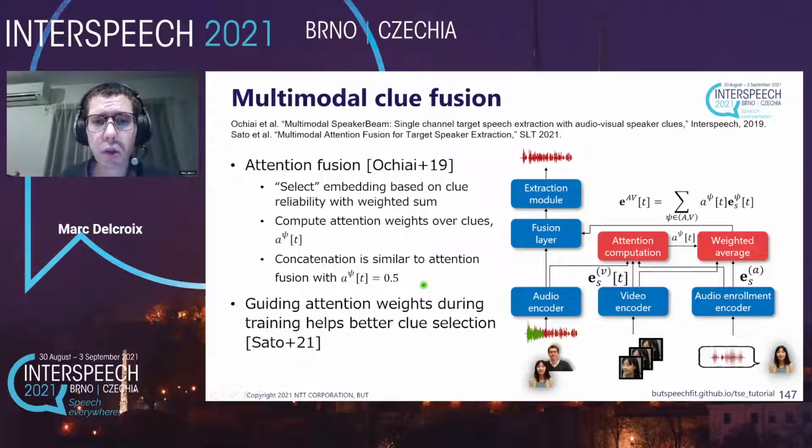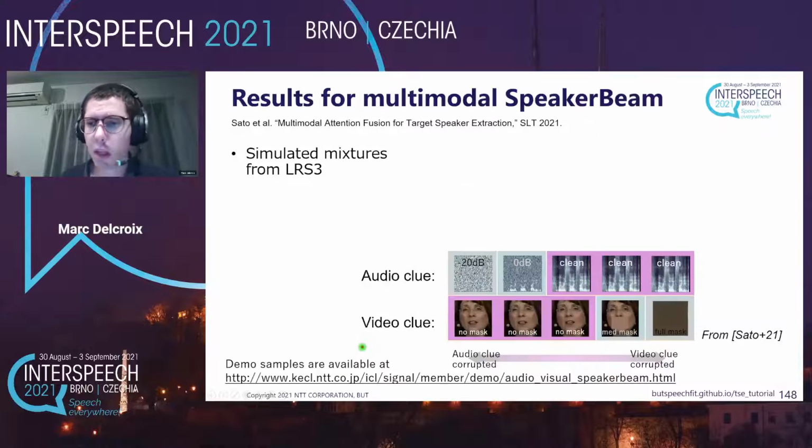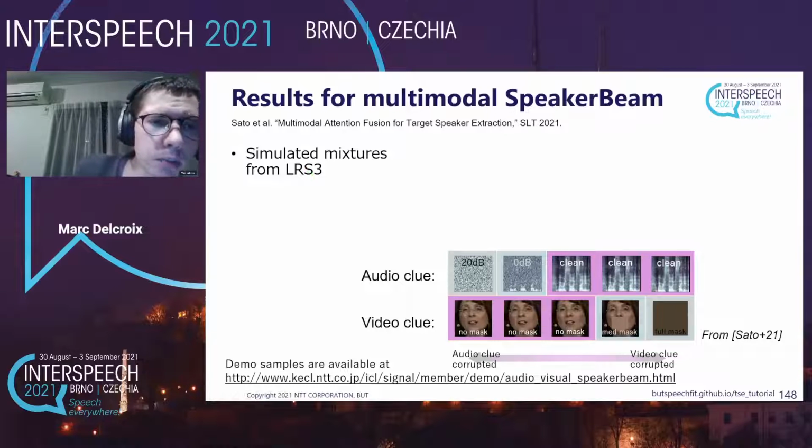And also, to ensure that the attention weights really model the reliability, we can guide the attention weight during training to help a better clue selection. I would like you to see some results of this multimodal approach, which here we present with a multimodal speaker beam. Here the data is created by a mixture of 2 speakers, taken from the Lip Reading Sentences 3 corpus.